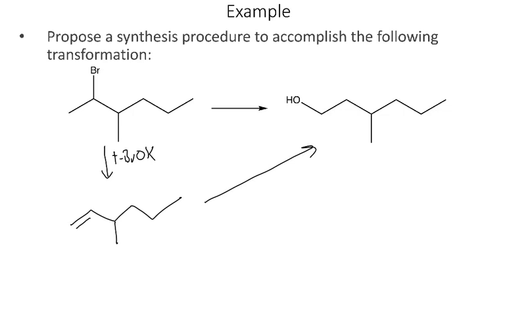So if I use BH3 and THF, and then hydrogen peroxide and sodium hydroxide, I can get the anti-Markovnikov addition of water, and that will result in my final product.